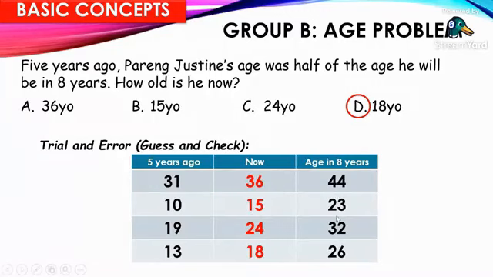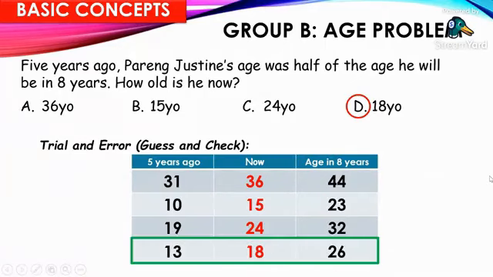Mali din si 15. So 32 kalahati niya is 16. So mali din si 24. So let's have 26 kalahati niya is 13. Check. So ibig sabihin, yung edad niya ngayon is 18. And that is his current age. That's why the answer is letter D.